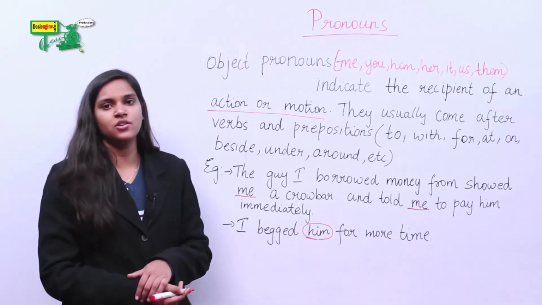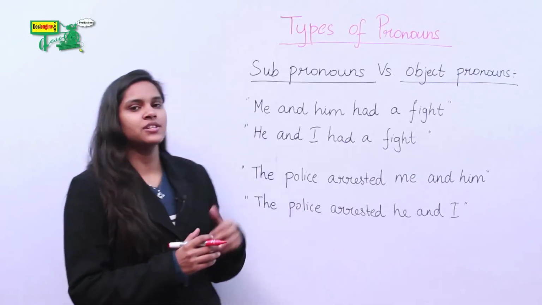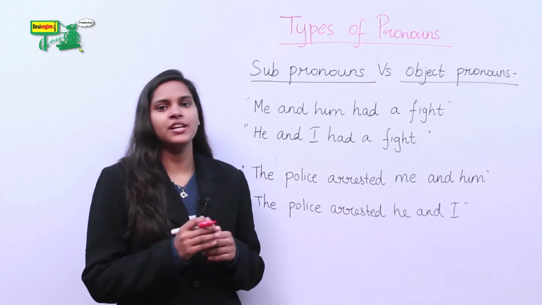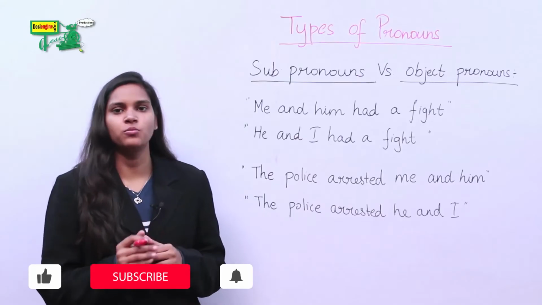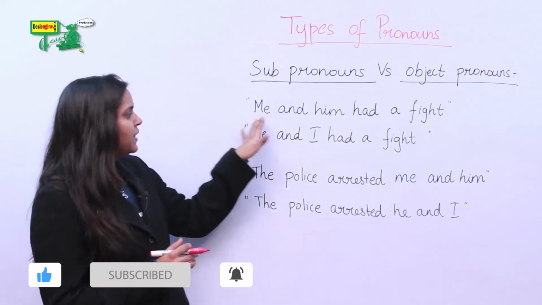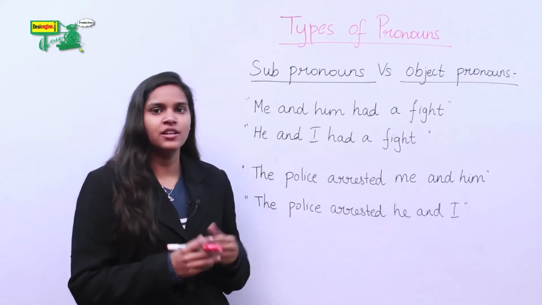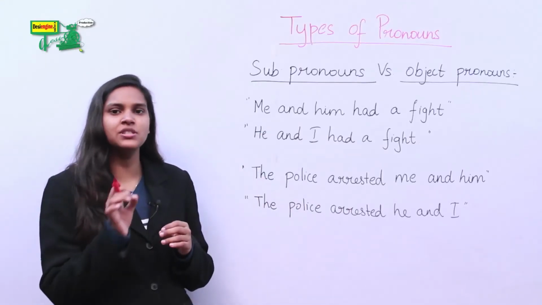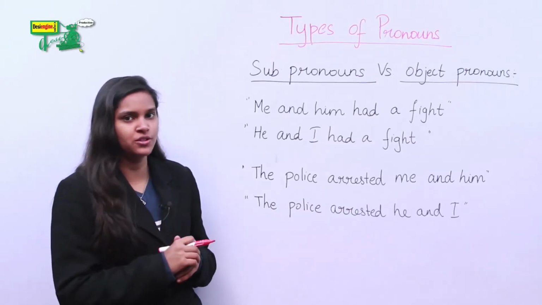So, we have learned the object pronouns. Today, we are going to learn about subject pronouns and object pronouns, that is, their usage in sentences. Usually in English, there is confusion regarding the usage of subject pronoun and object pronoun. Let me take an example and then show it to you. Me and him had a fight, or is it he and I had a fight? There is usually confusion which one is the right one. There is a simple tip that I'll give you which you can follow and it will help clear the confusion.